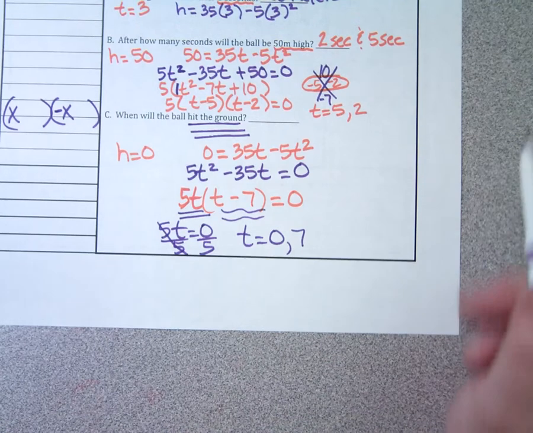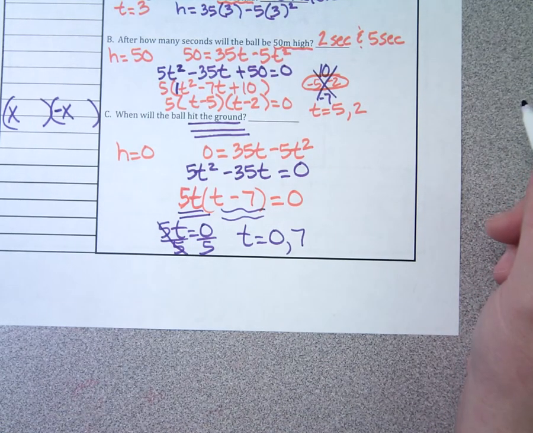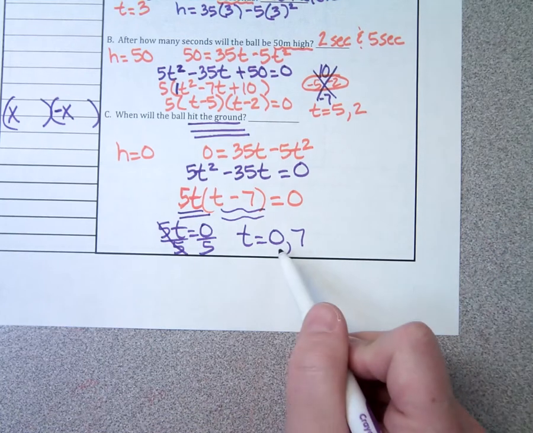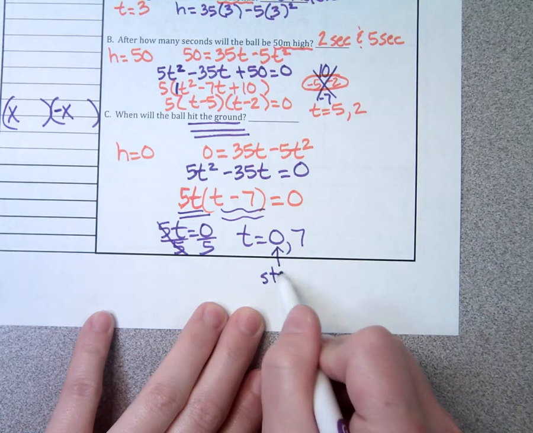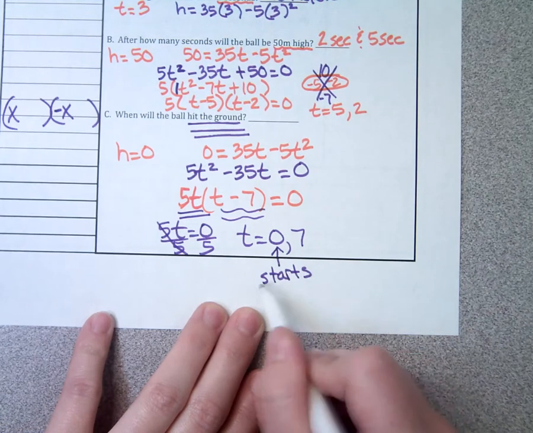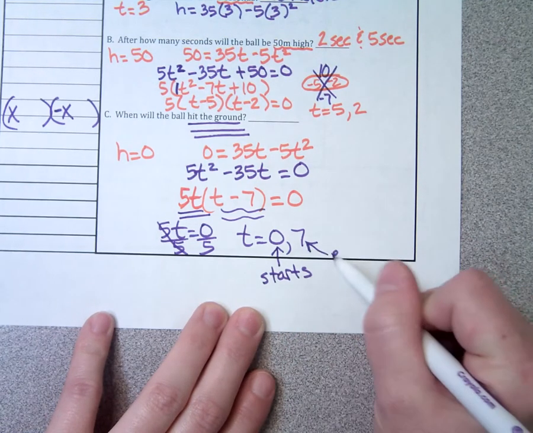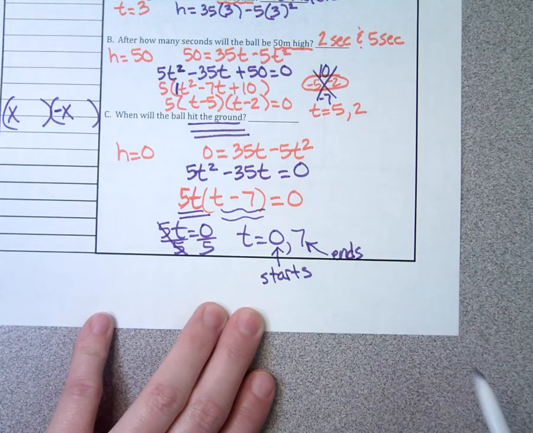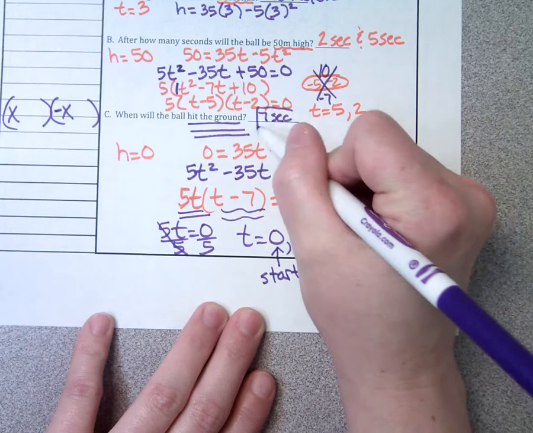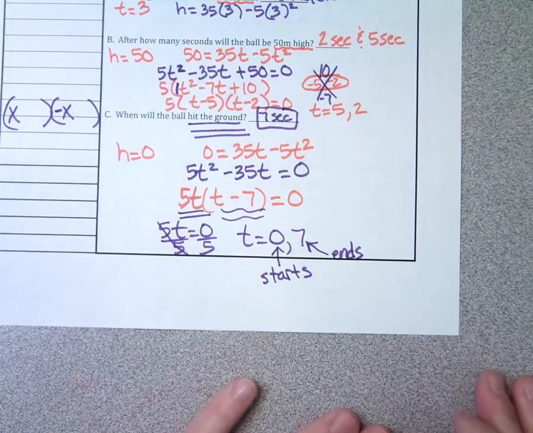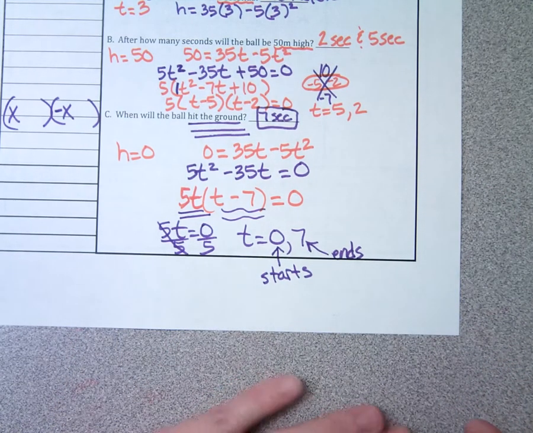Now let's talk about the answer. It says, when will the ball hit the ground? Which one of those do you think is when the ball hits the ground? 7. This 7. What do you think this 0 is? Whenever it's still on the ground. Yeah, it's like when the problem or the situation starts. This is like the starting point, and then this is when it finally ends. So that's when it's on the ground. So I would just say 7 seconds. So the ball's going to hit the ground at 7 seconds. The 0 is when it actually starts.